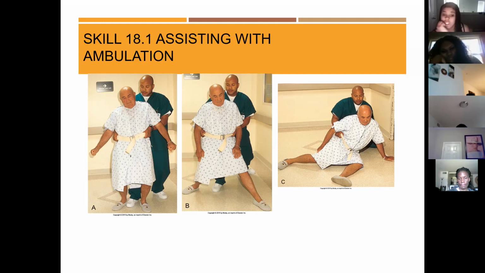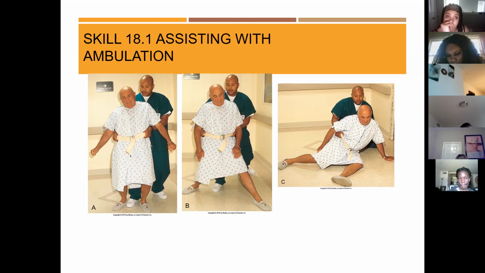You want to notify the floor manager, whoever is in charge on your unit. You want to let them know that there's been a fall. If permission is given, or if there's a next of kin or someone with power of attorney or a guardian, then you want to notify that person as well.